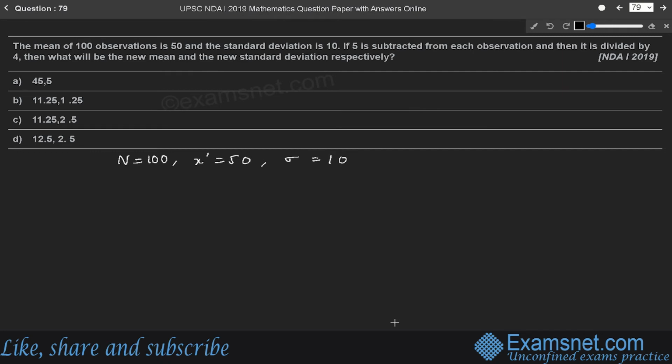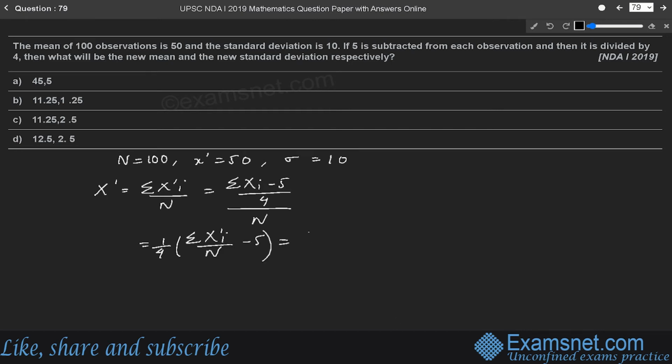We have to find the new mean, so we can write x dash is equal to summation of xi upon n, which will be equal to summation of (xi minus 5) upon 4, upon n. On further solving, it will be 1 by 4 into (summation of xi upon n minus 5), which will be equal to 1 by 4 into (50 minus 5), which gives 11.25.